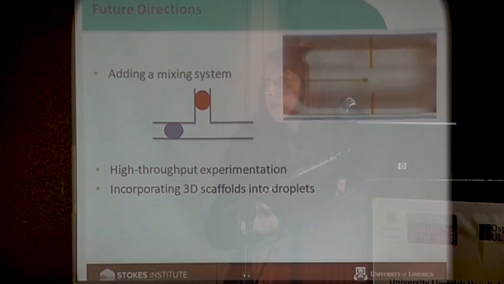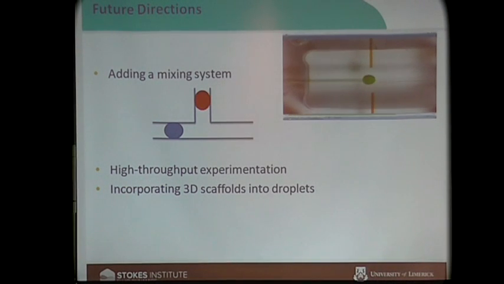What's next for this system is to add a liquid bridge. So this mixing system has been used for other Stokes technology, so it's a proven technology. What it allows us to do is have one droplet that contains cells, one droplet that contains a drug that you want to test it against. These come together and join as one droplet.